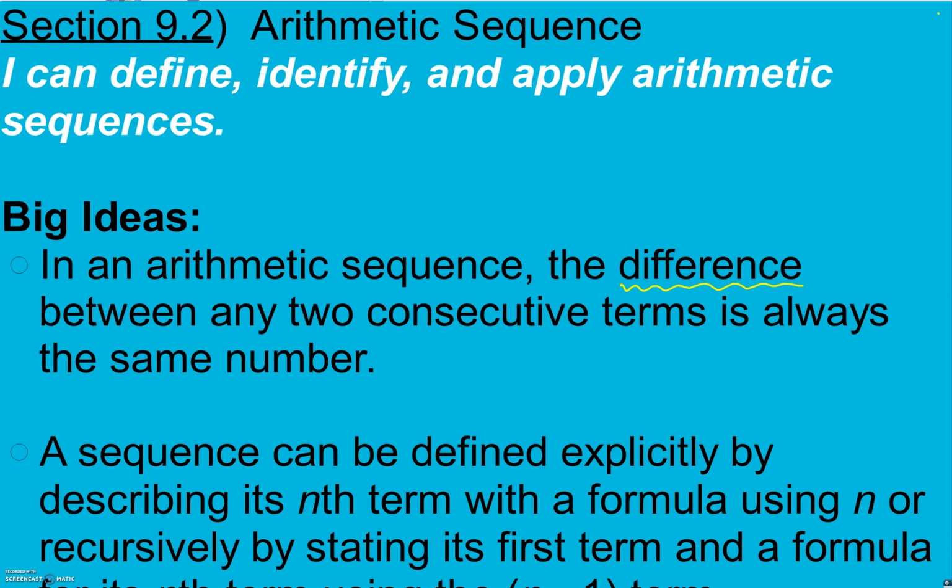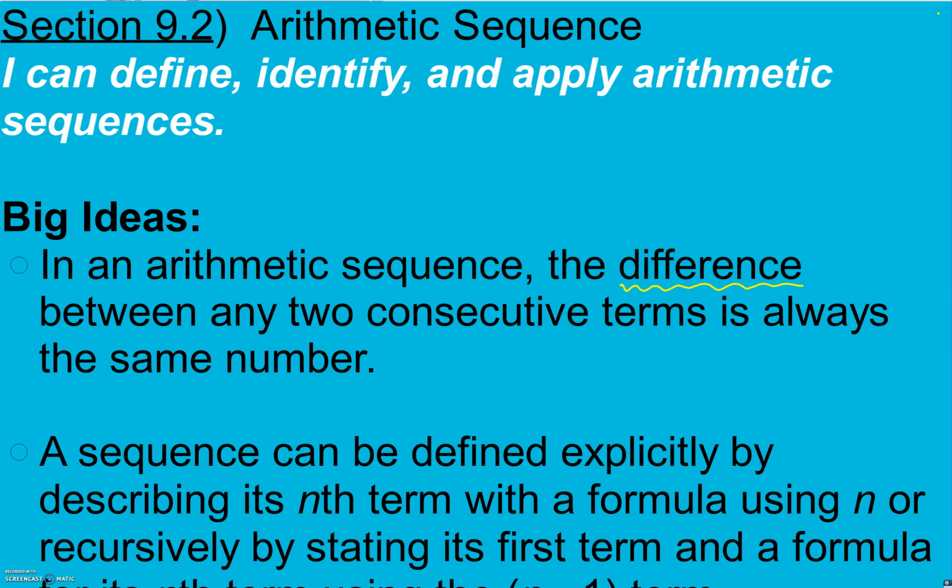What this means. Explicitly means we're going to have exactly one equation. We can find the exact value of any term as long as we know what number term. N here stands for the number of the term. Recursively, we're going to repeatedly add together the numbers. So we're going to start with a number, add to it, add to it, and eventually we can get to whatever number we want, the nth number.